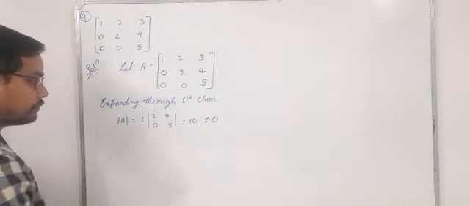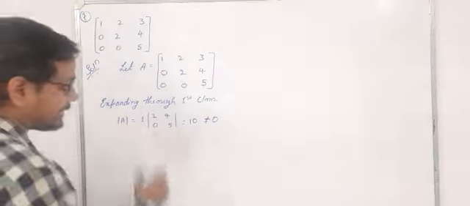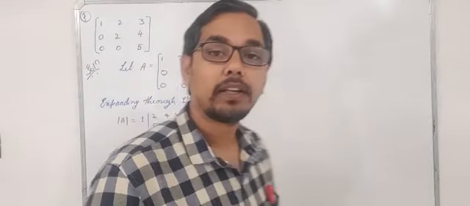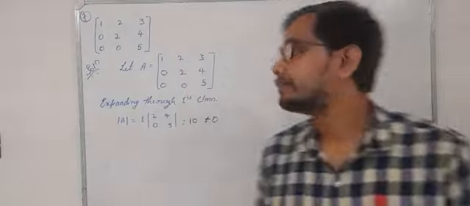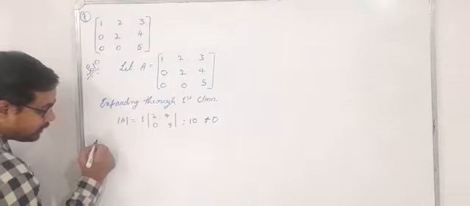So now, as it is a 3 cross 3 matrix, we don't have the shortcut. We need to obtain this one through minors and cofactors, right? So through minors and cofactors, let's find out the minors.